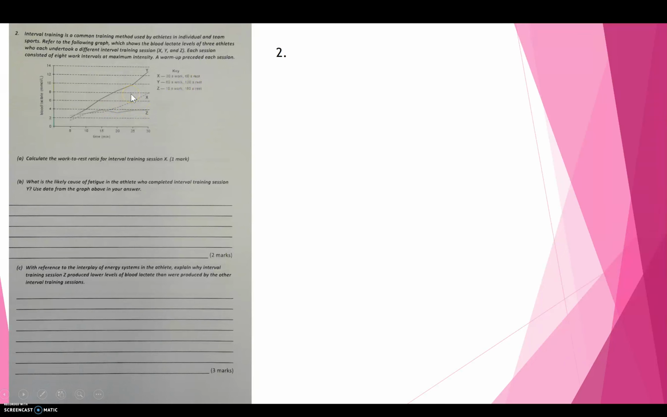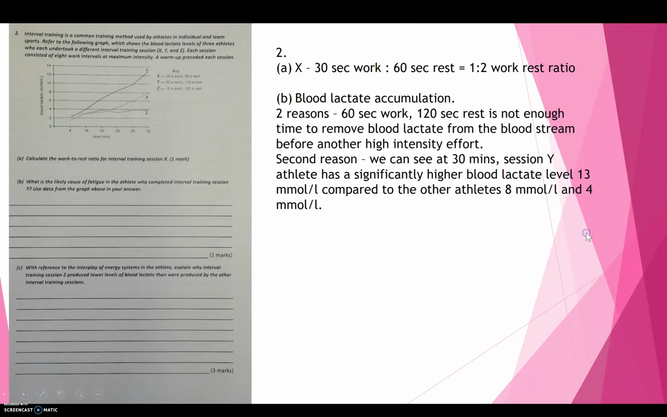the work to rest ratios. So calculate the work to rest ratio for session X. So we had 30 seconds work, 60 seconds rest, which means a 1 to 2 work to rest ratio. Easy marks there. What was the likely cause of fatigue in the athlete that completed the interval training session? Use data from the graph above.